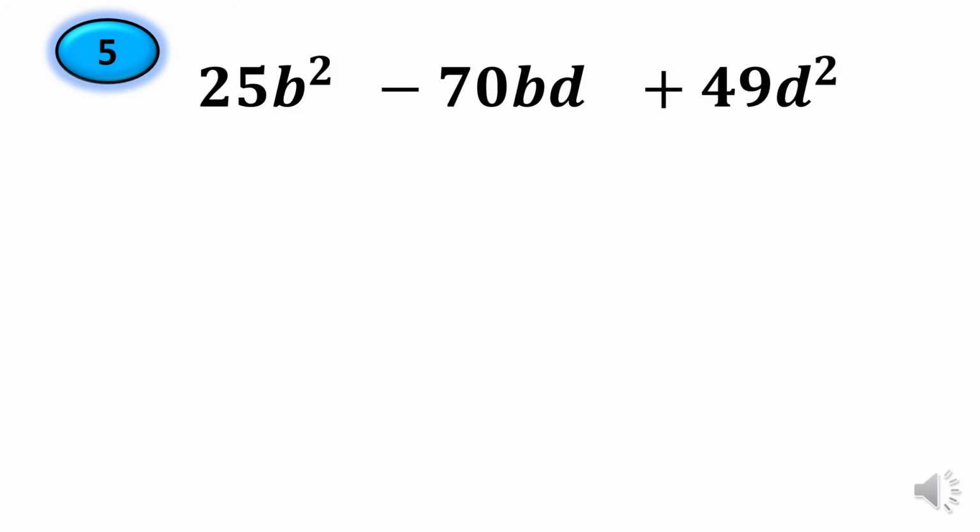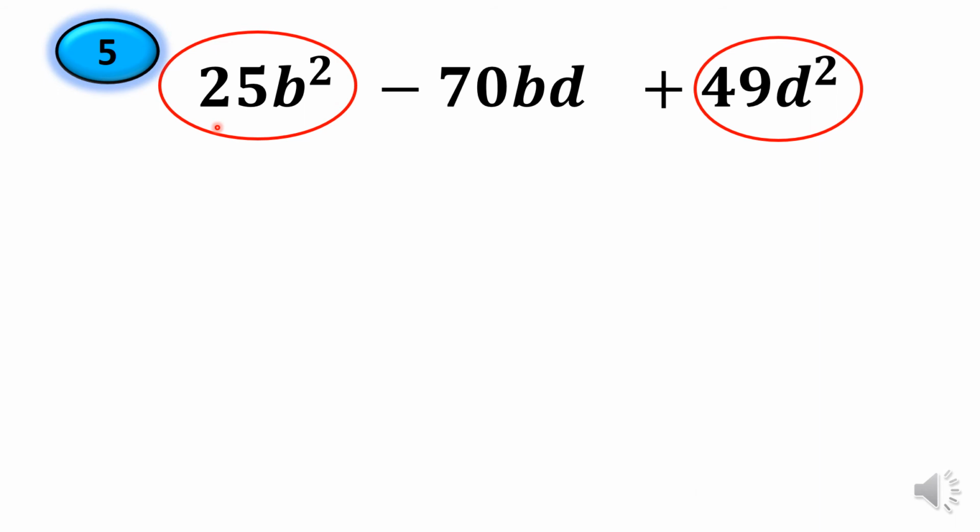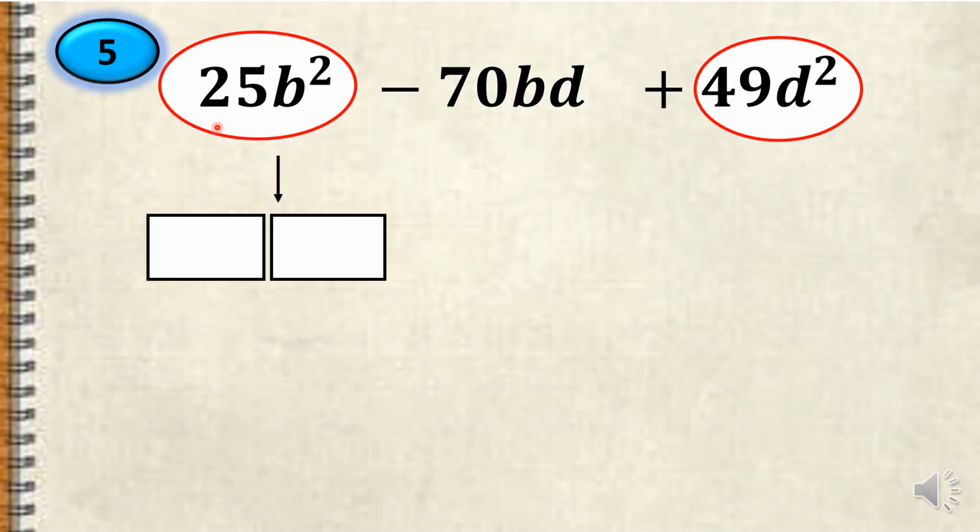So for example number 5, we have 25b squared minus 70bd plus 49d squared. So as you can see, our third term also has its variable, but still the process is the same. Check for our last term and first term if they are perfect square numbers. Then next is to factor it. So the factors of 25 are 5 times 5. Then factor also b squared, so the answer is b times b. We do the same for 49d squared.